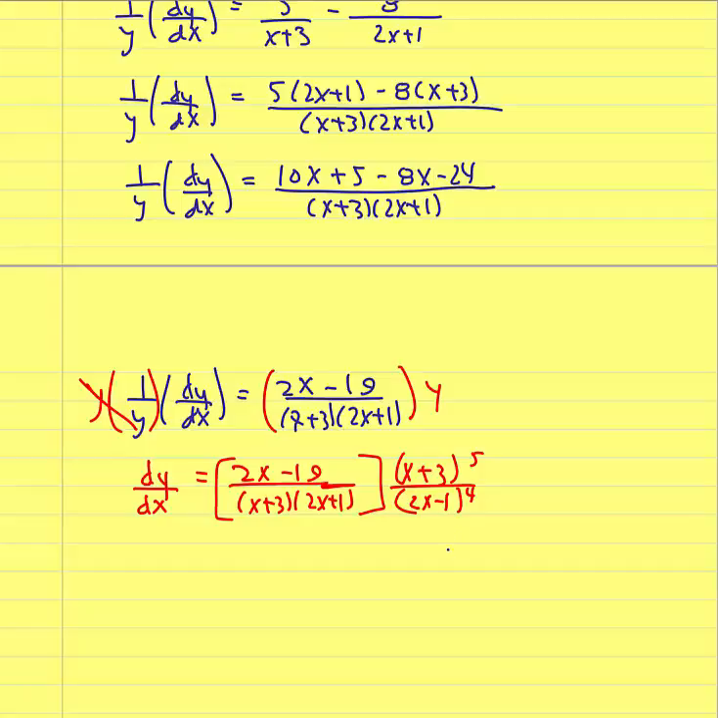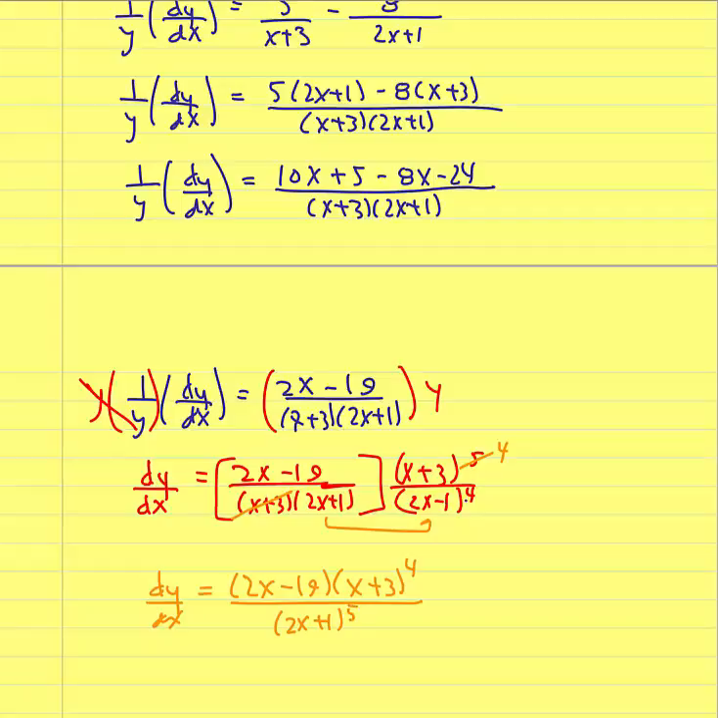Okay, and we can see that some things cancel. This x plus 3 cancels with here, leaving us with a 4th power, and then I can combine these. So I end up with dy dx equals 2x minus 19 times x plus 3 to the 4th all over 2x plus 1 to the 4th. Actually, to the 5th.